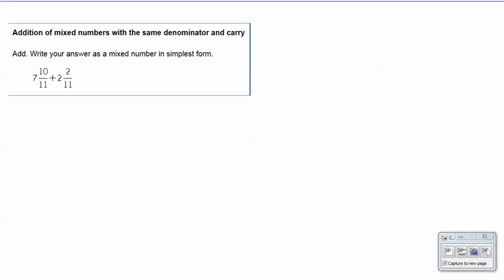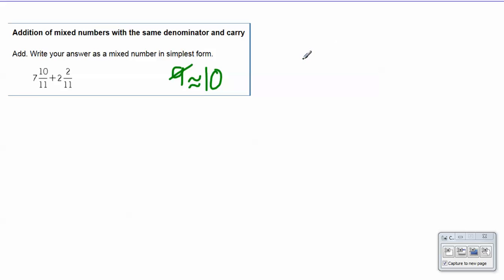In this video, we will add mixed numbers that have the same denominator, but will require us to carry. First thing I'd like you to do is look at the problem and estimate an answer. We know that 7 plus 2 equals 9, so my answer is definitely going to be 9 and something, and I know I have 10 elevenths and 2 elevenths, so it's actually going to be over 9. It will be 10 with a fraction attached to it. So I know my answer is approximately 10.